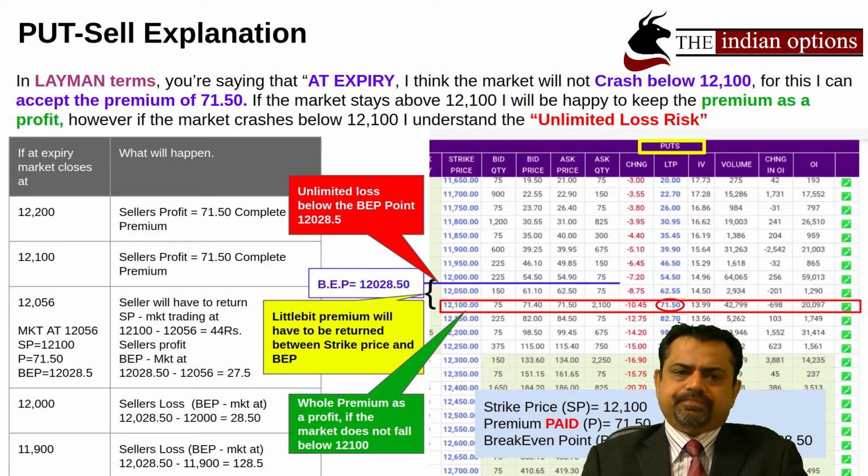So in layman terms, when you open a put sell contract, you are basically saying that at expiry, on Jan 30, I think the market will not crash below 12,100, and for this I accept the premium of 71 rupees 50 paise. If the market stays above 12,100, I'll be happy to keep the premium as a profit. However, if the market crashes below 12,100, I understand the unlimited loss is my risk. Okay, now this is very clear.